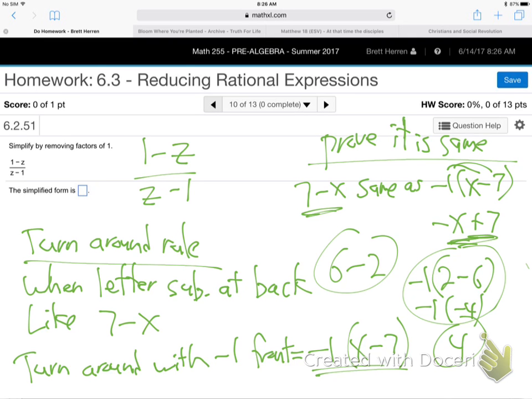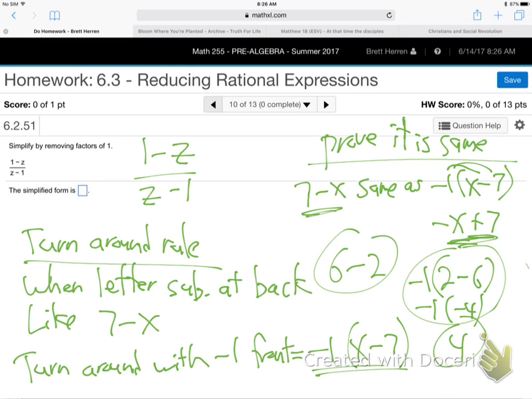Am I talking too fast, giving too many examples too quick? Let me slow down a little bit. What I'm saying is when you have an X or any letter subtracted at the back, flip it around and put a minus 1 in the front. Because we like those X's to be in the front. It's just easier for us, just for our convenience. Flip it around and put a minus 1 in the front. Why? Because that's the same, really.